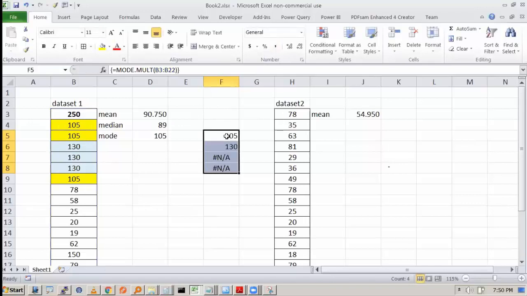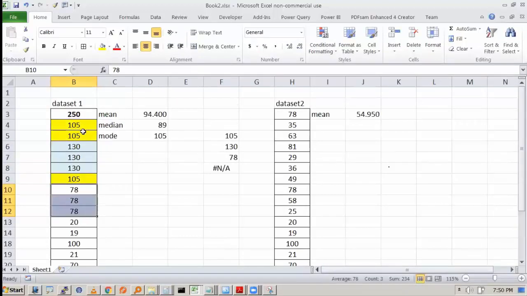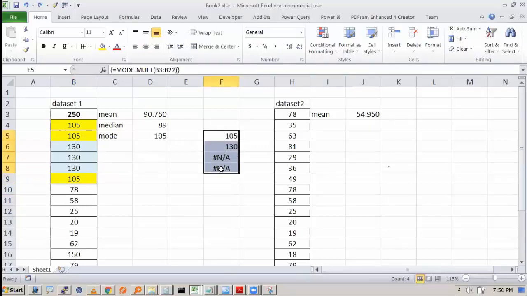See this. Though we have selected 4 rows, actually the modes are only 2. If the modes are not present, it will give NA. As an example, I will write 78 here, and again 78 here. See, now 78 has come 3 times, which is equal to the highest frequency, so you have got 78. But if we did not have it, it will write NA. So initially you don't have to worry about how many modes there are. You just select some area and write the function MODE.MULT.